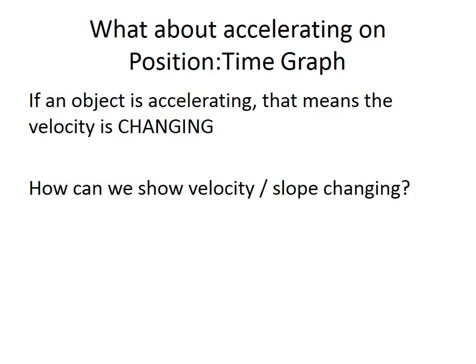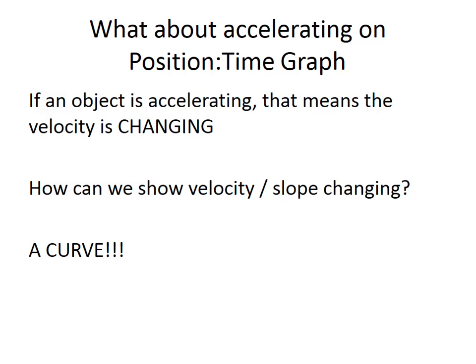Okay? What about accelerating? How can I show that your velocity is changing? Okay? How can we show the velocity or slope changing? Well, if the slope is changing, that means you have a curve. So when you see a curve, that means you're accelerating. Now, don't get worried here. You're not going to have to find the slope of a curve. It's difficult because obviously it's changing constantly.